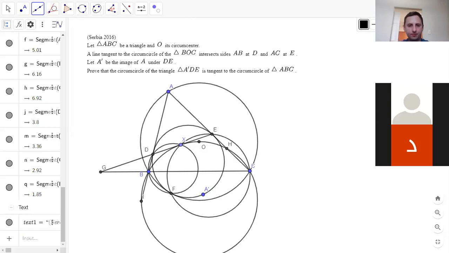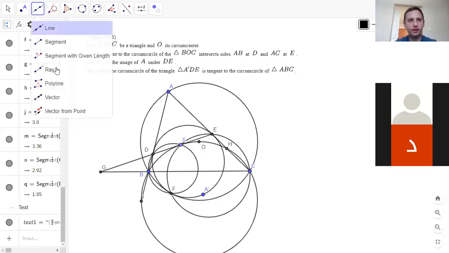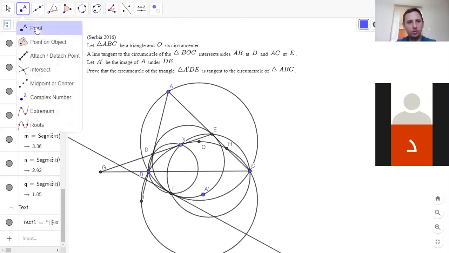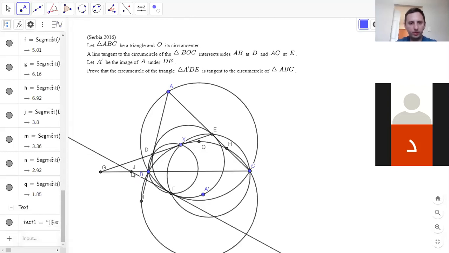Yeah, we might not need point G, but I'll see. So to show that they're tangent, we could try drawing the tangent to ABC at F. I kind of like that. And maybe we could let it meet BC at a point, and then we could show that that's also tangent to this other circle. Not sure how we would do that though. I'll draw both these points maybe. So we draw the tangent to one of the circles and we want to show it's also tangent to the other circle.